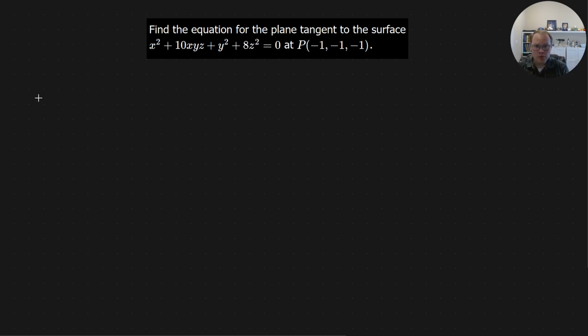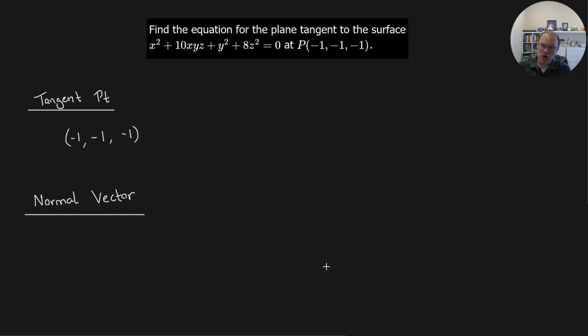So if we want a tangent plane, we need a point. The tangent point, we don't have to calculate it this time. It's given to us: -1, -1, -1. That's the point we're going to be tangent to. That's going to be a point in the plane. Now let's find the normal vector. We're going to do this the same way. We need the partial derivative of z with respect to x and the partial derivative of z with respect to y. This time, z isn't on just one side of this equation, so we're going to need to do implicit differentiation.